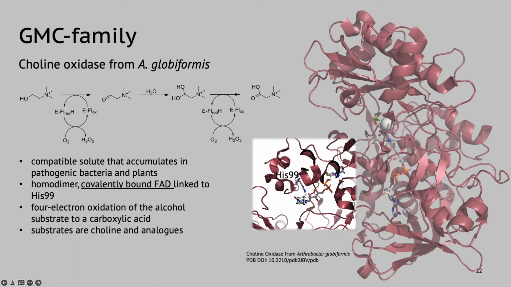Based, however, on the alignment of amino acid sequences, choline oxidase has been grouped into the GMC family. Choline oxidase is unique in that it carries out a 4-electron oxidation of the alcohol substrate to the carboxylic acid. Substrates are choline, but also analogues.